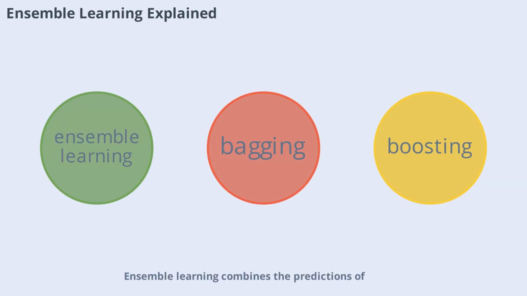Ensemble learning combines the predictions of multiple models to create a stronger, more robust learner. The main strategies are bagging, which reduces variance by averaging predictions like random forest, and boosting, which reduces bias by focusing on errors like gradient boosting. Ensembles often outperform individual models.